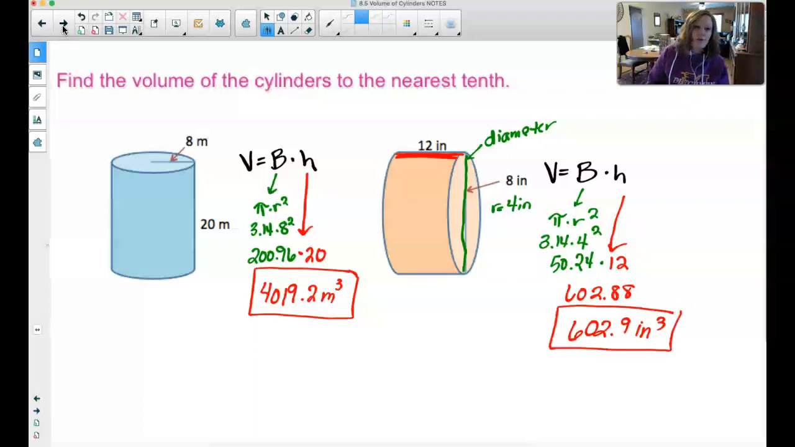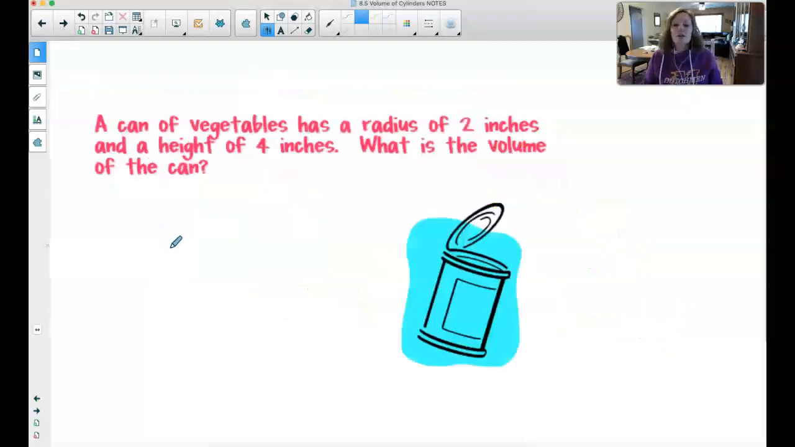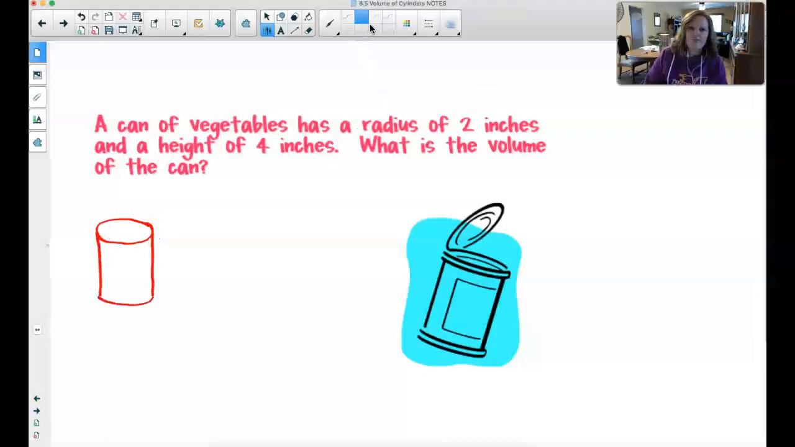Okay, let's try one more. This time I didn't give you necessarily the picture labeled. So we have a can of vegetables that has a radius of 2 inches and a height of 4 inches. What's the volume of the can? So I'm going to sketch a little picture first. To draw a cylinder, what I like to do is just draw kind of an oval shape with 2 lines down and connect the 2 lines on the bottom.